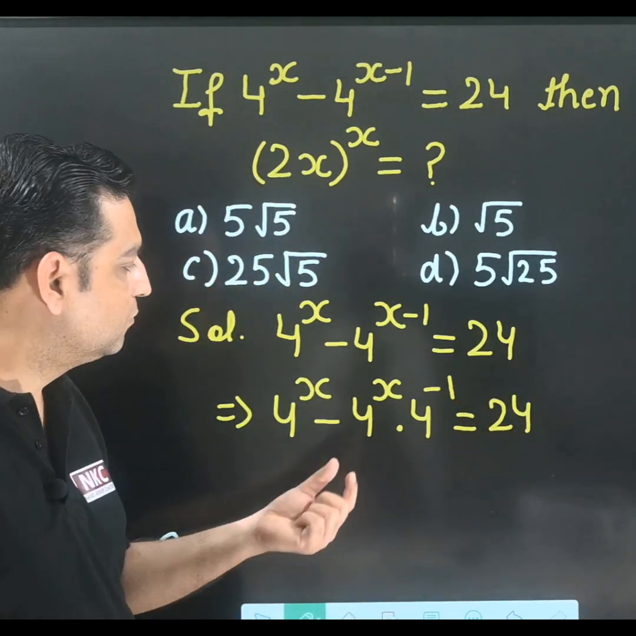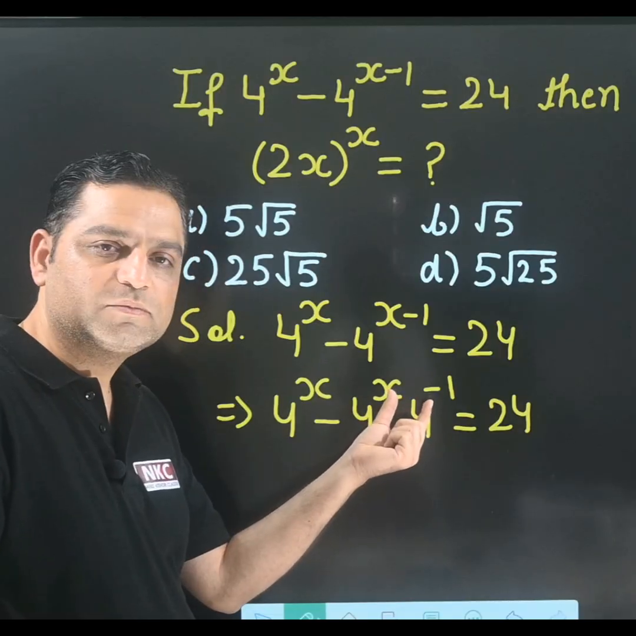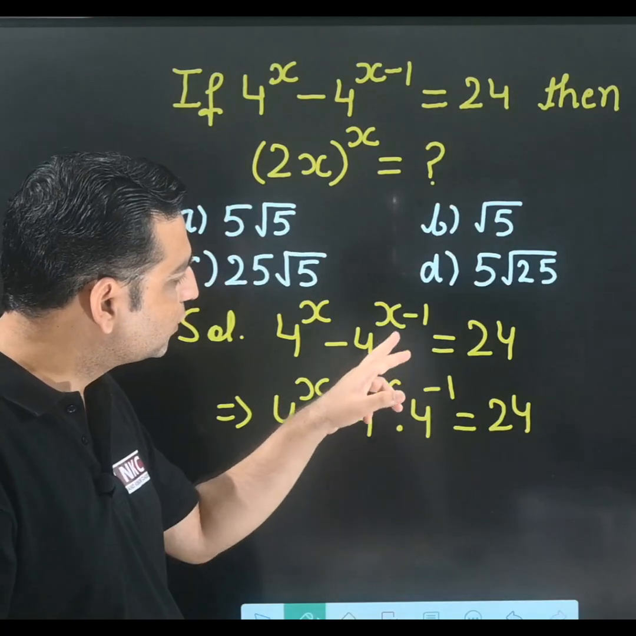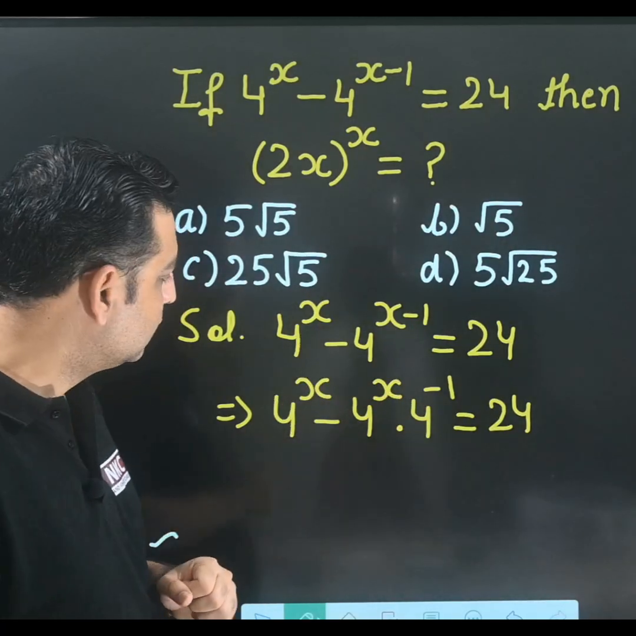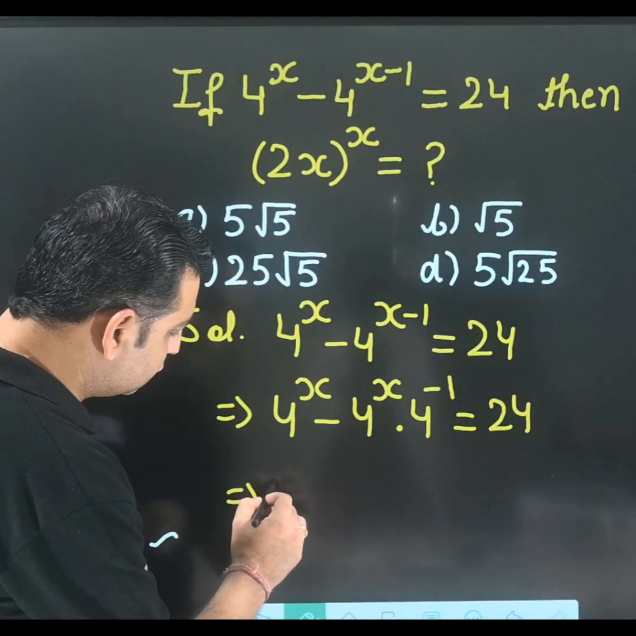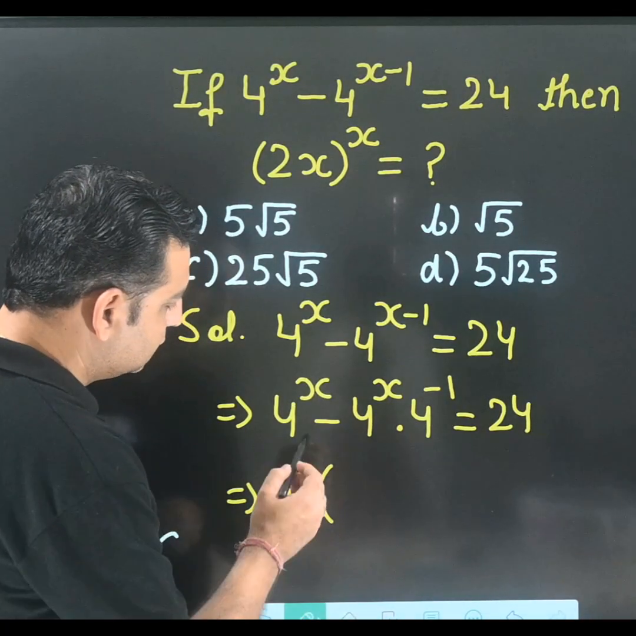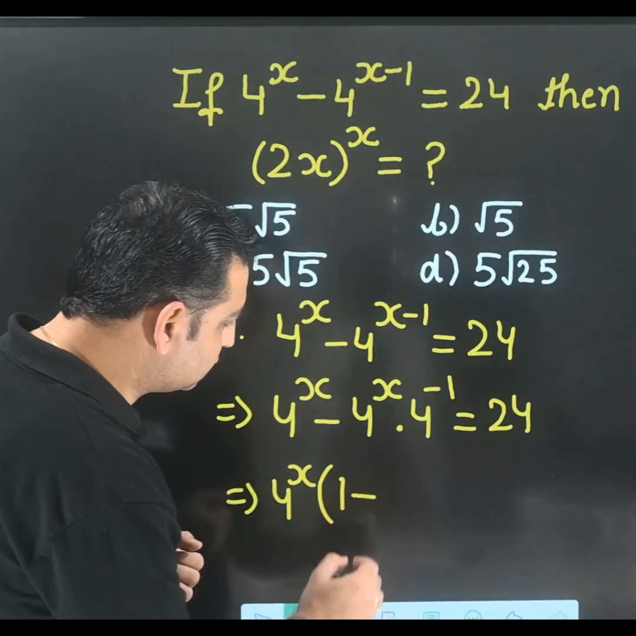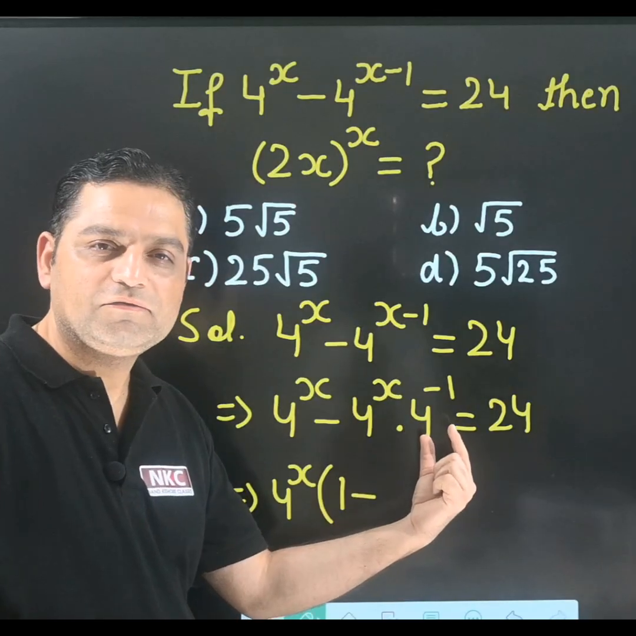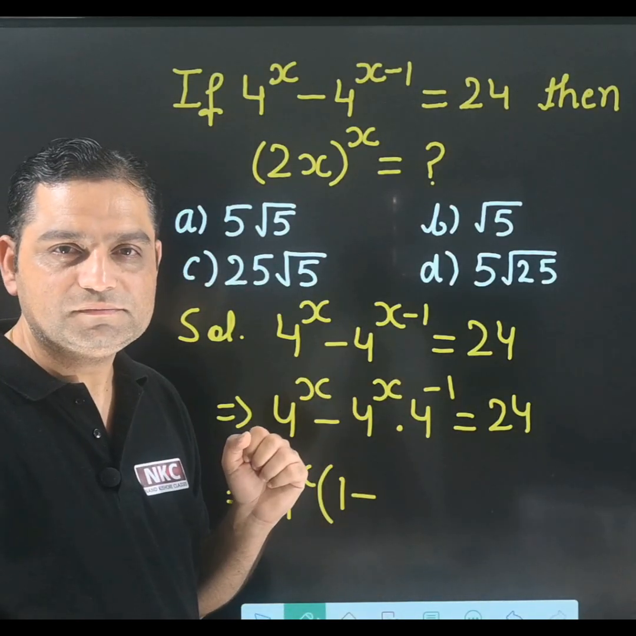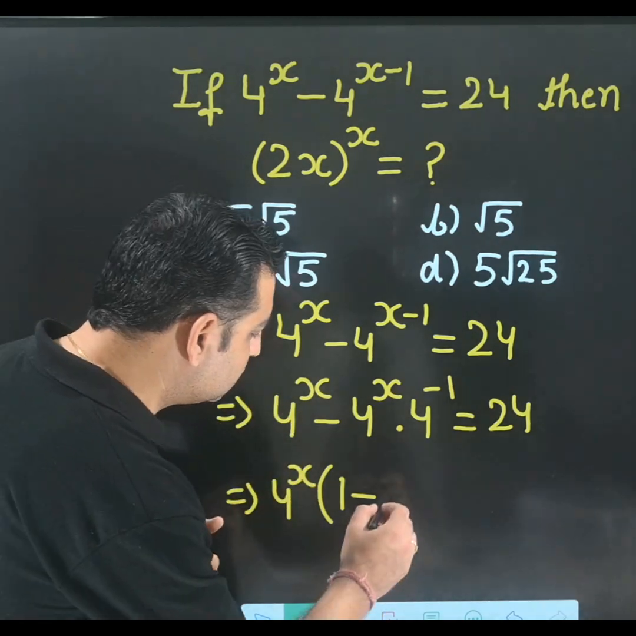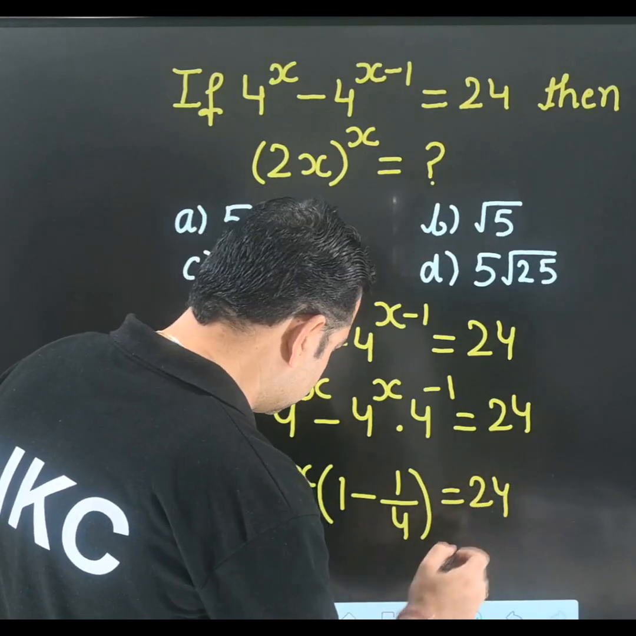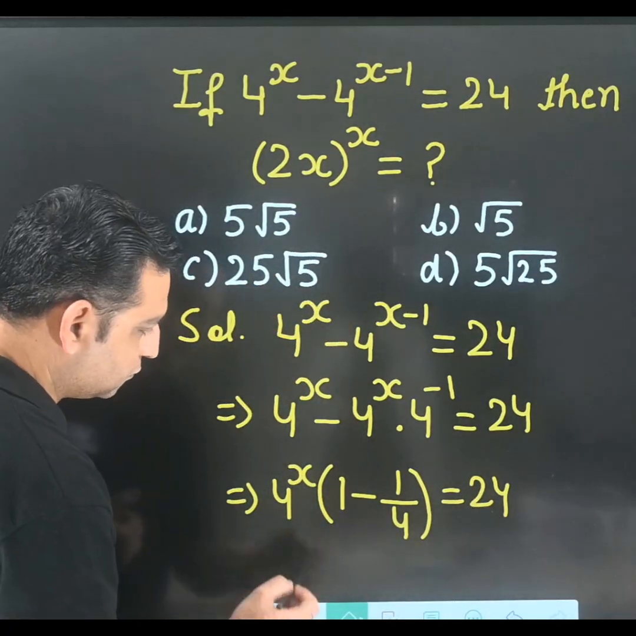In this way, what will happen? Base is same, exponents are added, so it remains x minus 1. Why I did this step? Because now 4 to the power x can be taken out common and you will be left with 1 in the first term, minus, in the second term, 4 to the power minus 1. Now 4 power minus 1 can be written as 1 over 4 as well. So I have written it as 1 over 4.